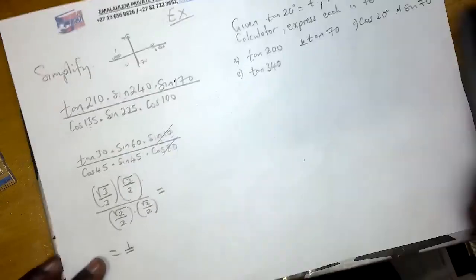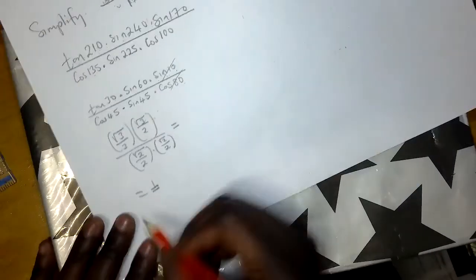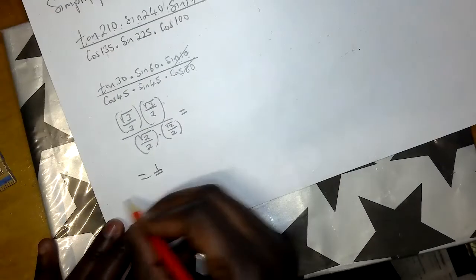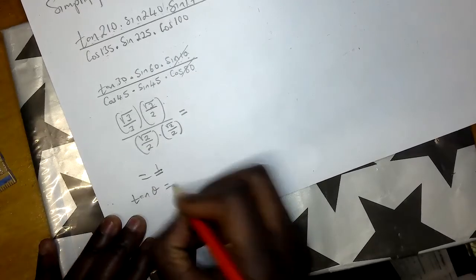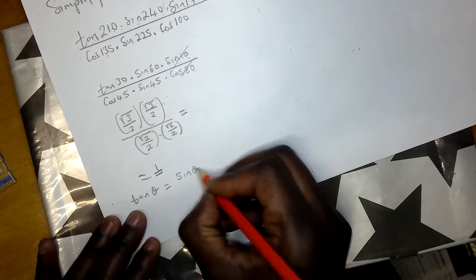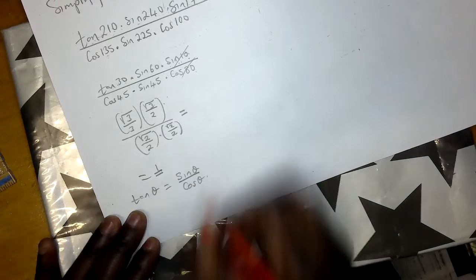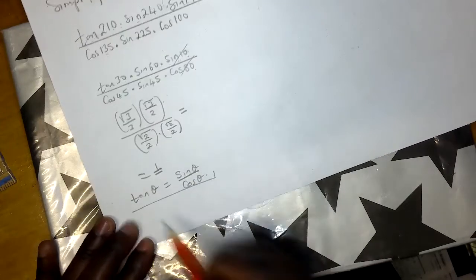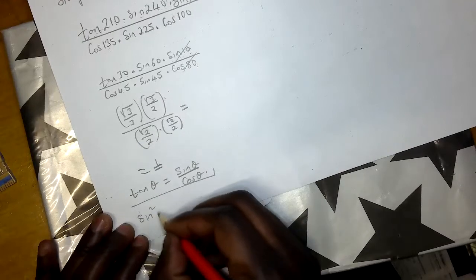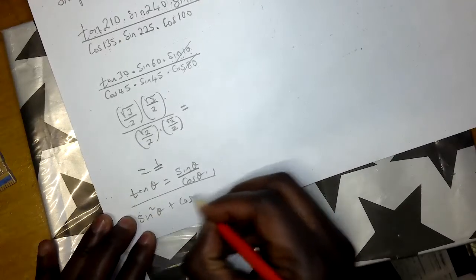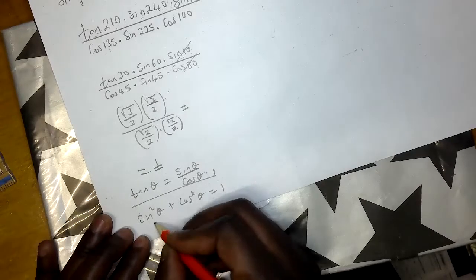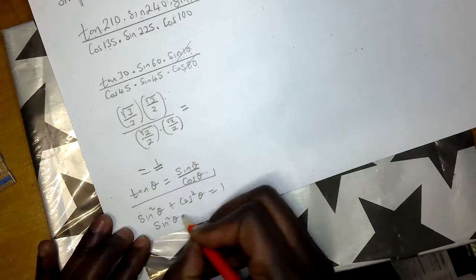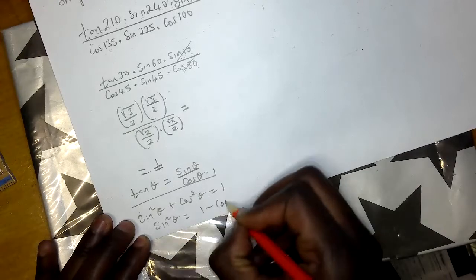But before I go further, I need to remind you of something here. The very important identities are tan theta is equal to sine theta over cos theta. You must know this. Then also sine squared theta plus cos squared theta gives us 1. So it means that sine squared theta is equal to 1 minus cos squared theta.